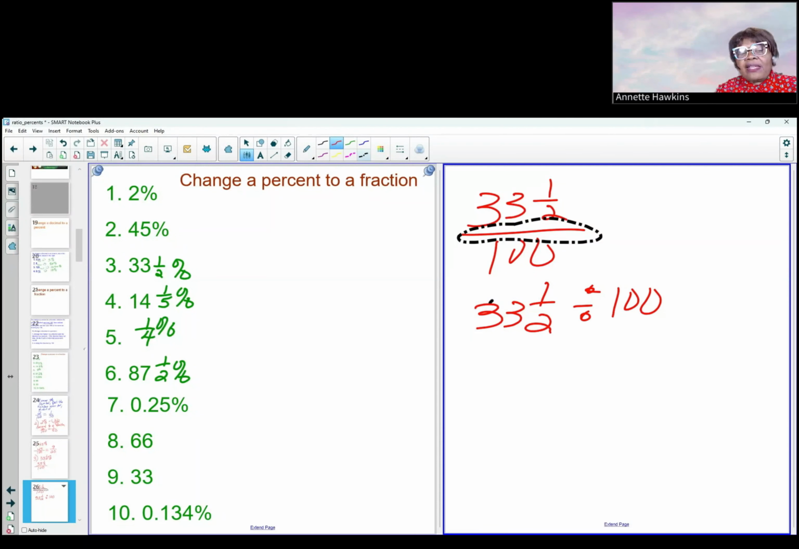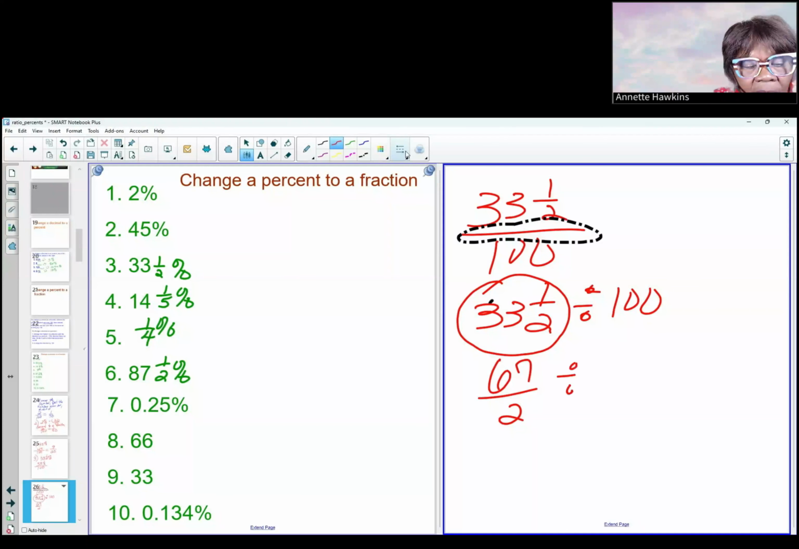Now we are dividing mixed numbers. We know how to divide fractions because we just looked at fractions. I mean, isn't this wonderful? This math just builds upon each other. So now we know we need to change this to an improper fraction. So 2 times 33 is 66 plus 1 is 67. We need to change this to a fraction, 100 over 1.